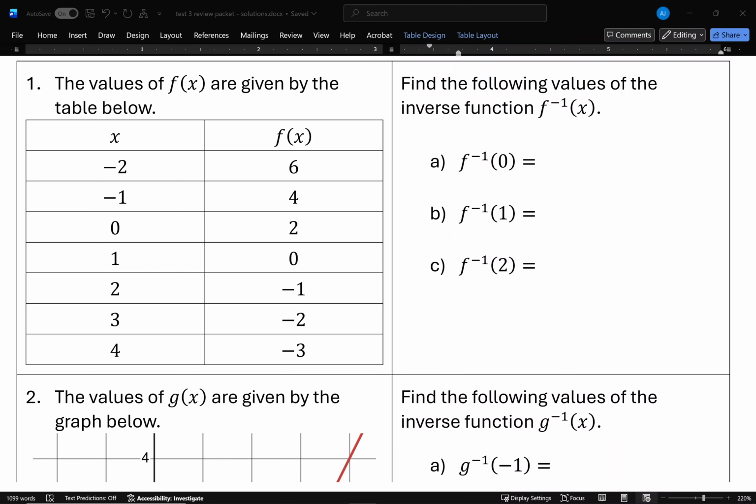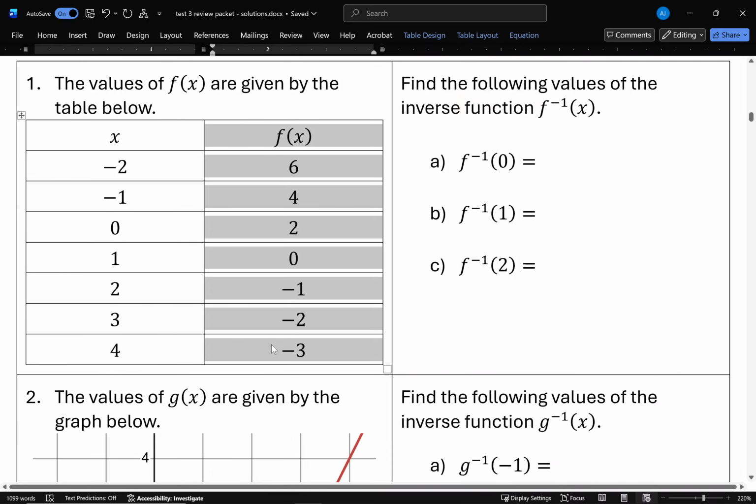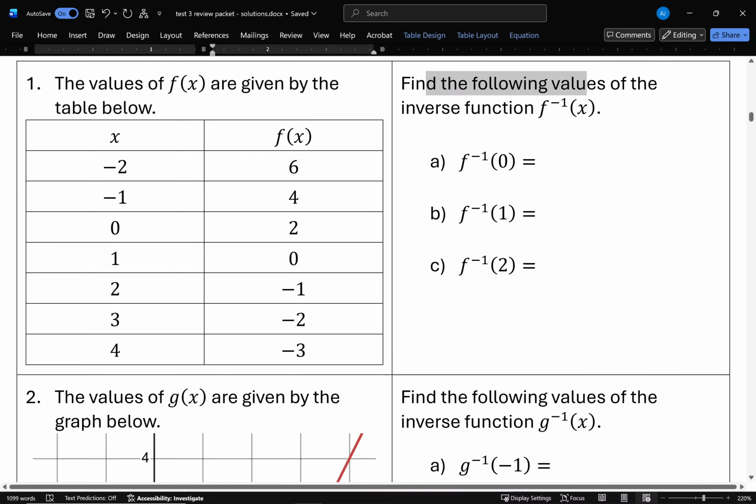Hello everyone. In this video I'm going to go over a couple of problems about function inverses. So in the first problem we have the values of f of x given in this table here. We have the x values on the left and the f of x or the y values on the right. And we're asked to find the following values of the inverse function.